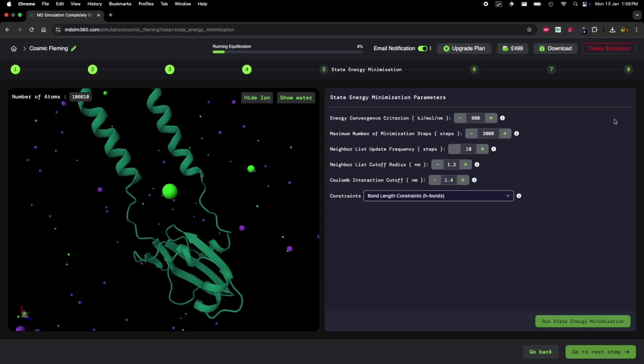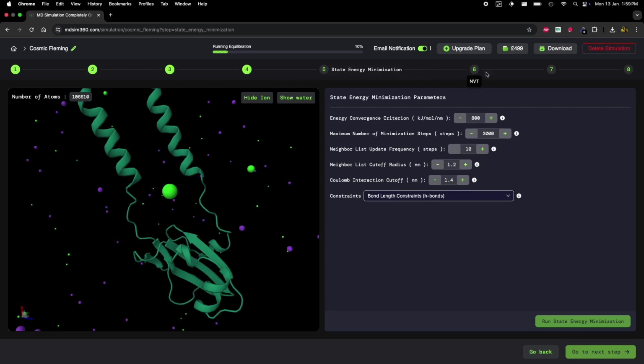This helps to prevent edge effects and makes the system behave as if it's part of a larger bulk material. Following the PBC setup, we proceed with the solvation step. Solvation involves adding solvent molecules, typically water, to the system. The solvent molecules fill the space around the solute, creating a realistic environment for simulating interactions.